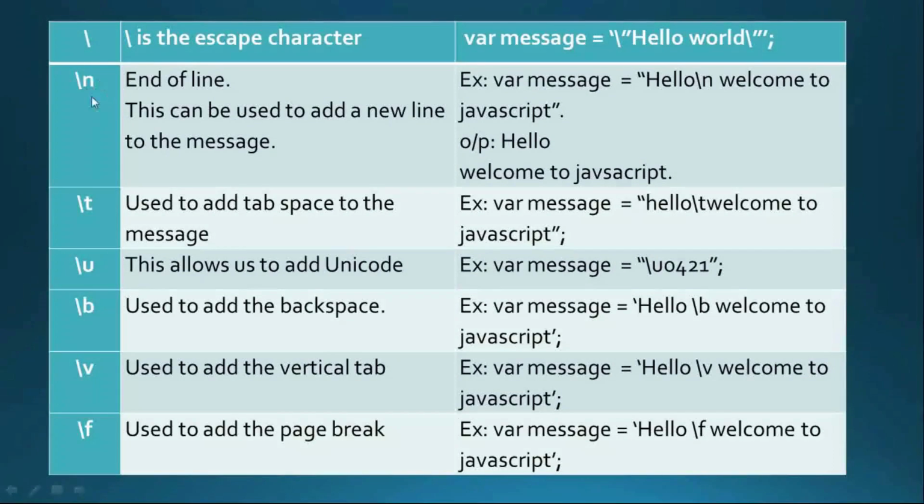You can use slash n to add a new line. In this example, I declared a message, hello slash n followed by slash n welcome to JavaScript. When I print this message, it will be printed as hello, and then in the next line welcome to JavaScript is printed because we have the slash n value. Similarly, we have slash t to add a tab space, slash u to add Unicode, and then backspace, vertical tab and page break.